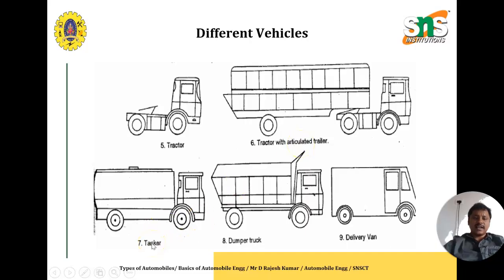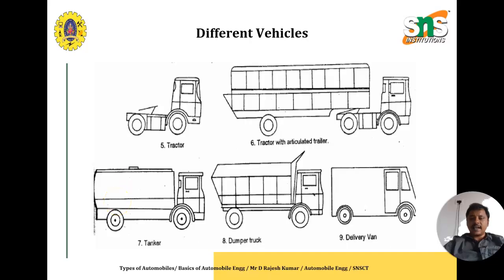Serial number 7 is the tanker. The tanker you can see on the roadsides carries water, mineral oils, milk tanker lorries, fuel tanker lorries, etc. So this is a tanker lorry which is used to carry liquid substances. The next is the dumper truck. This dumper truck is used to carry loads, and it has the capacity to unload by automatic means, which is fitted with the hydraulic jack. The hydraulic jack automatically lifts up the rear portion of the vehicle. So that is a dumper truck.